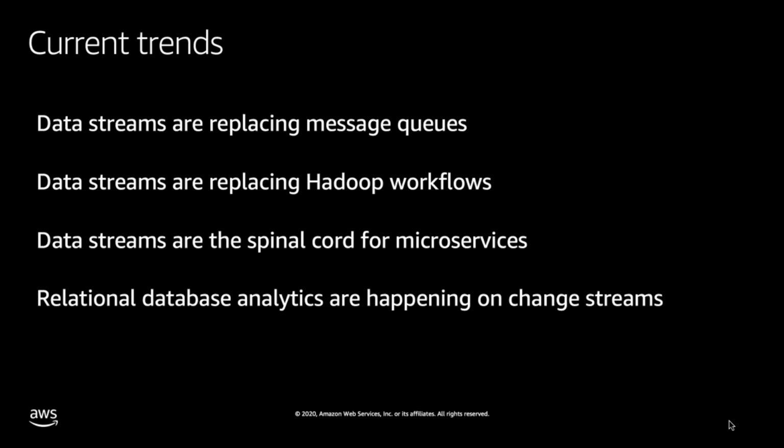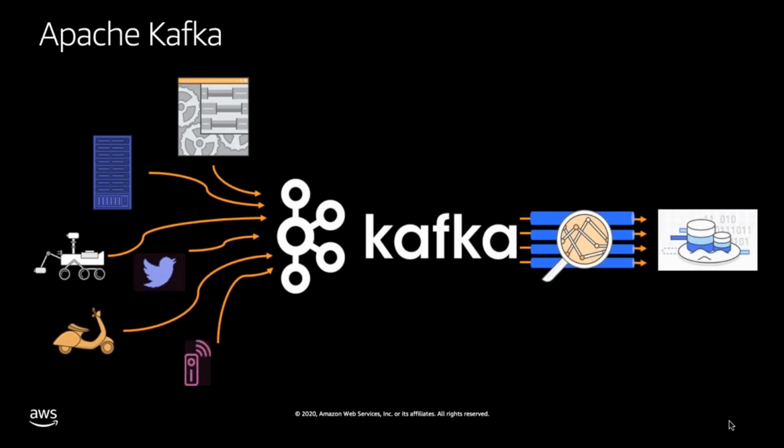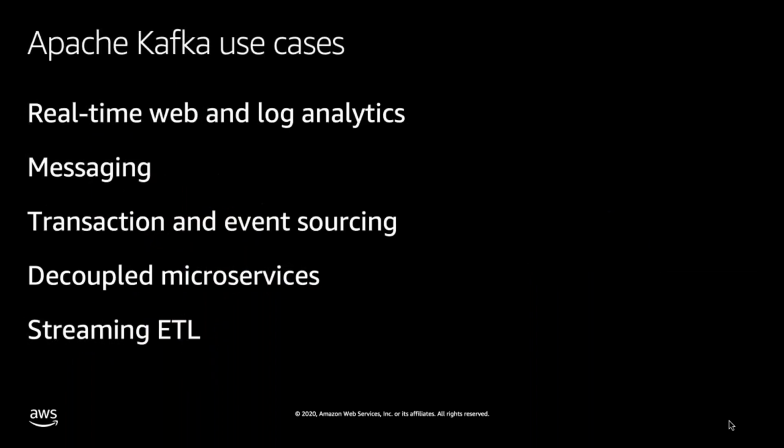Now let's zoom in on one of the components of the pipeline, Apache Kafka. Apache Kafka is one of the components in the stream storage layer that we talked about in the pipeline. It started at LinkedIn a couple of years ago, and it's one of the most active Apache open source projects out there. It's very popular with developers. It did start as a simple pub-sub system many years ago, but it has evolved over the years to do a lot more than that. In particular, it's used nowadays for real-time analytics, messaging, transaction and event sourcing for databases, and also streaming ETL.